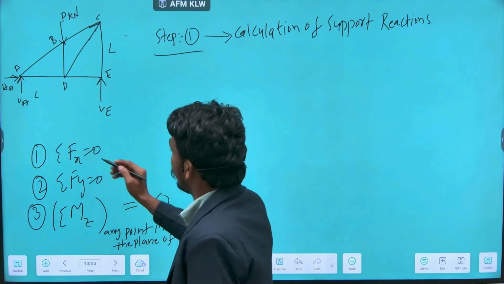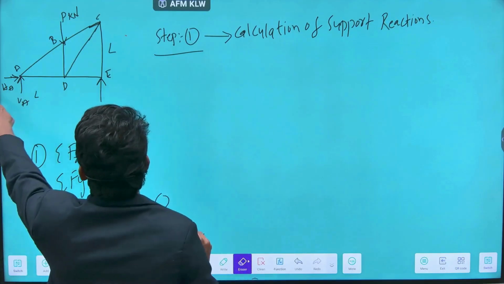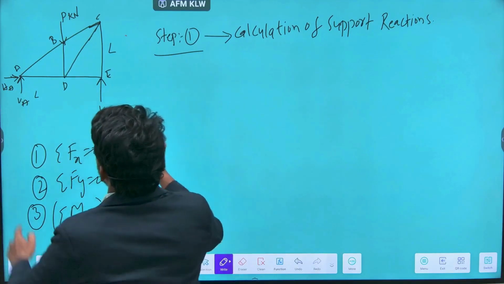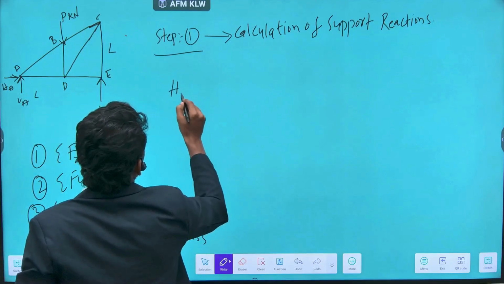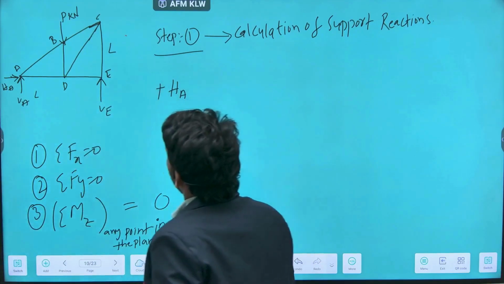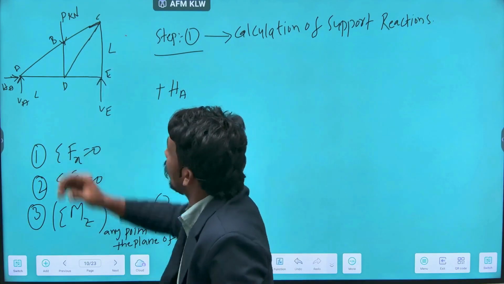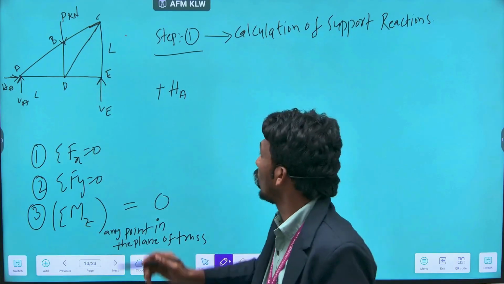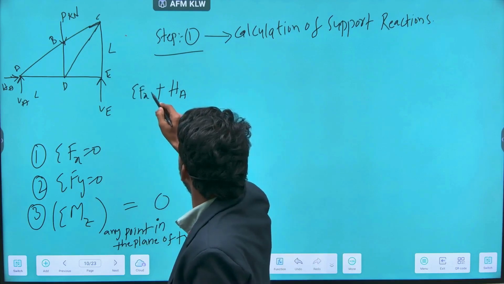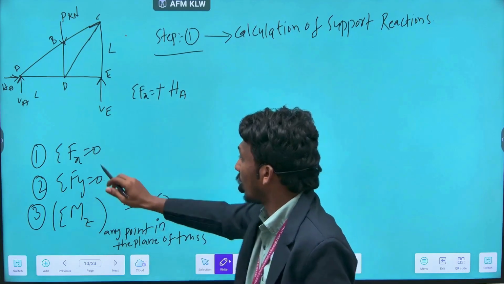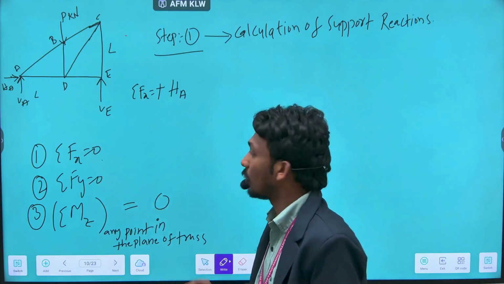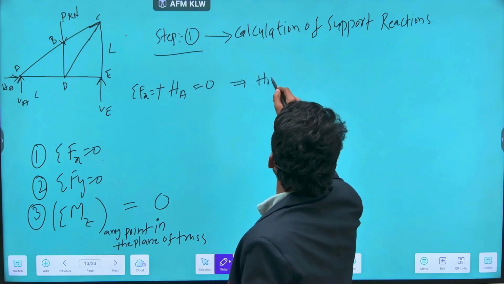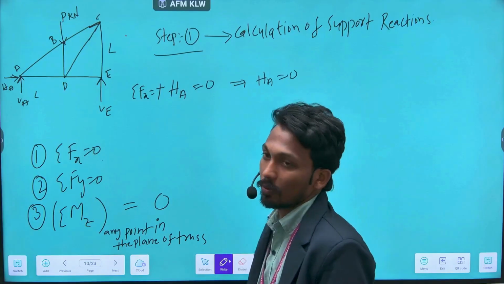So let us apply sigma Fx equals 0 first. Let us see the horizontal forces. We have this HA that is acting rightwards, so we take plus. Now, do we have any other forces acting in the horizontal direction? No. So sigma Fx equals plus HA, but the equilibrium condition is sigma Fx equals 0. So HA equals 0, which implies my support reaction HA is 0.